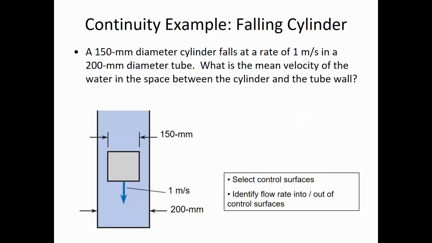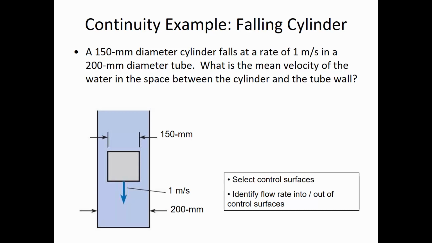Okay, this is one of my favorite examples of the semester. I really love this one. It looks tricky, but it's deceptively easy if you pick the right control surfaces. So this is a continuity problem, and what it's saying is that we have some tube that's full of water. So we've got this tube of water, and a circular cylinder is falling downward through the circular tube.